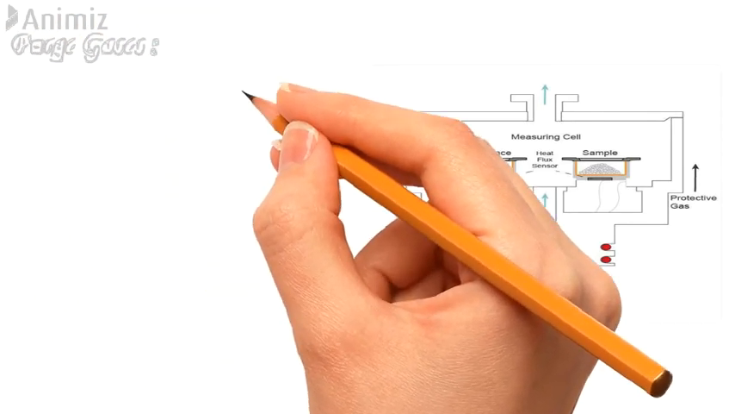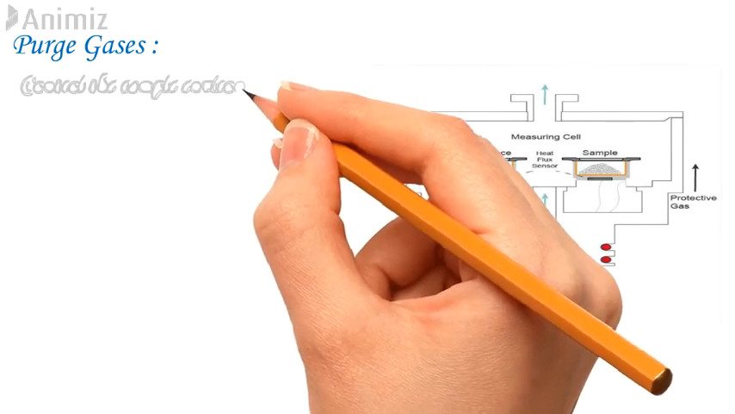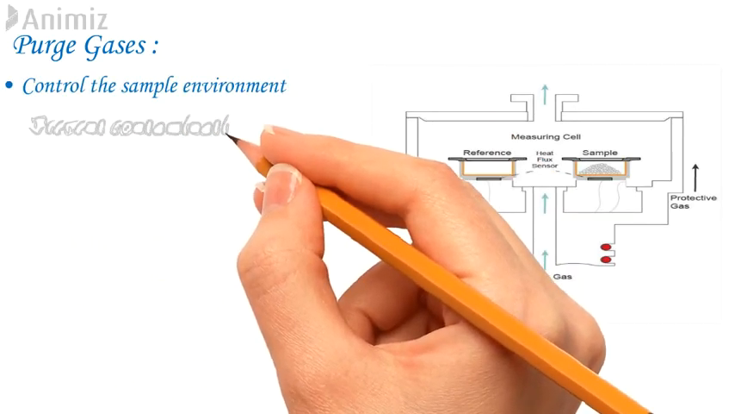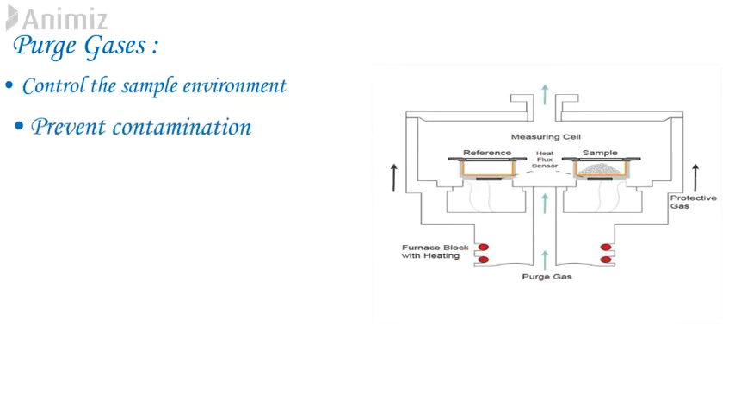13. Purge gases. Purge gases are used to control the sample environment, purge volatiles from the system and prevent contamination. They reduce noise by preventing internal convection currents, prevent ice formation in sub-ambient systems and can provide an active atmosphere.